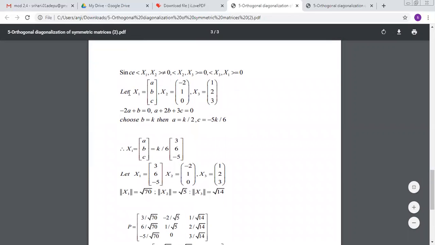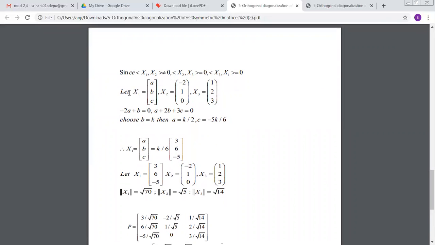Now we are going to calculate so that all eigenvectors are pairwise orthogonal. So x1 is orthogonal to x2 means we will get minus 2a plus b equals 0. x1 is orthogonal to x3 means a plus 2b plus 3c equals 0. So choose b equals k, then a equals k by 2, c equals minus 5k by 6. Therefore x1 equals [a, b, c] equals k by 6 times [3, 6, -5].